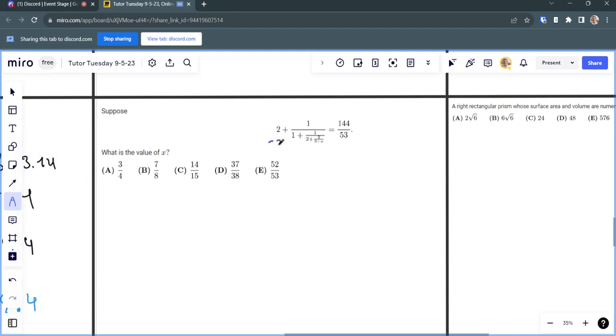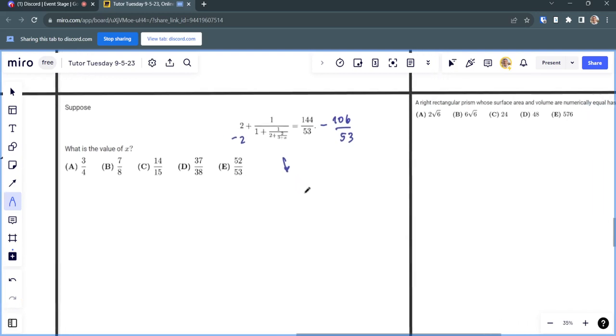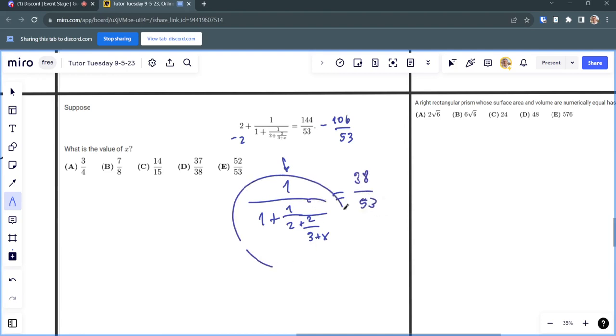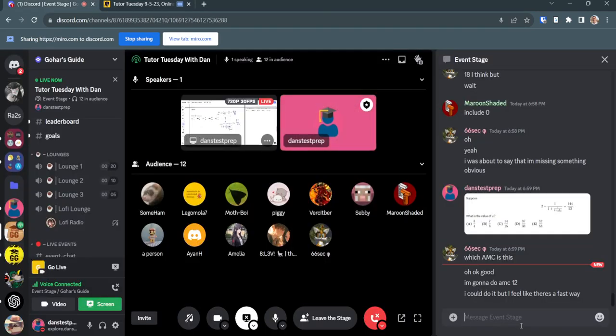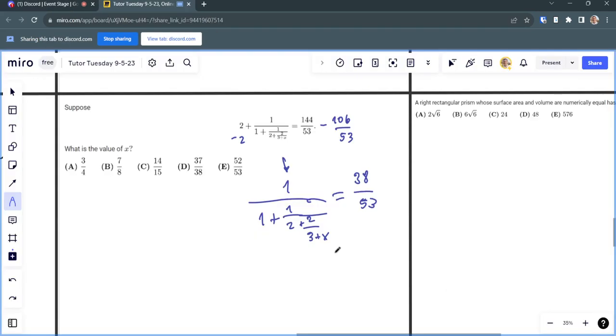We'll start by subtracting 2 from both sides, which is equivalent to 106 over 53, right? So, of course, that's going to give us 1 over 1 plus 1 over 2 plus 2 over 3 plus x equals 106 subtracted from 144 is 38, 38 over 53. And then see what you can do here? Let's see in the chat. Do you guys have any ideas of what we can do from this step?